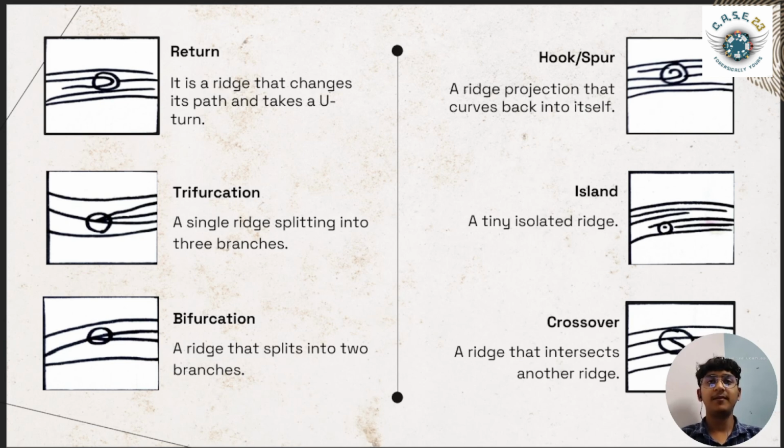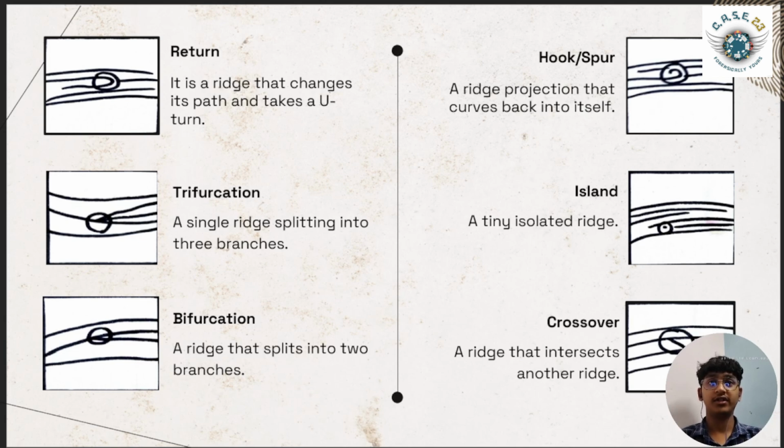Trifurcation. Similar to bifurcation, but instead of splitting into two, the ridge splits into three branches, just like a tree trunk dividing into three main branches. Spur or hook. A short ridge that branches off from a longer ridge but does not fully split, kind of like a tiny hook attached to a line.